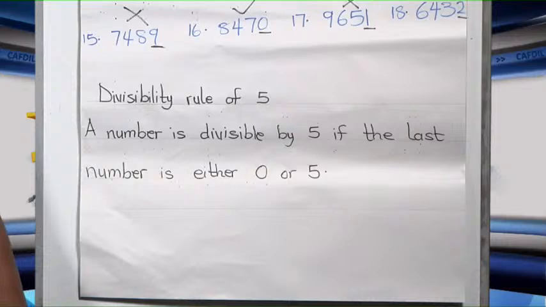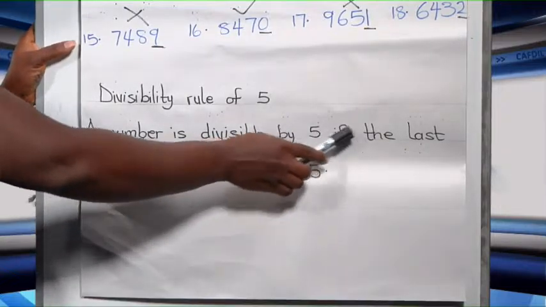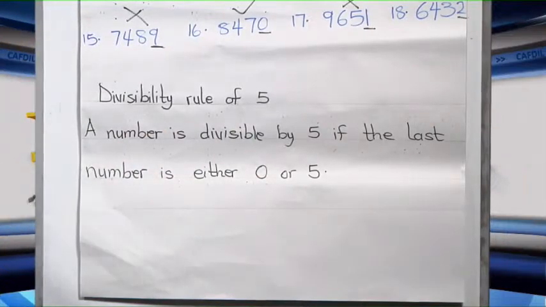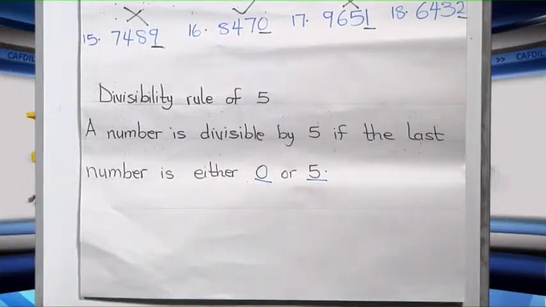A number is divisible by 5 if the last number is either 0 or 5. Take note, a number is divisible by 5 if the last number is either 0 or 5. It means that number is divisible by 5 or is a multiple of 5. Can you cite an example?